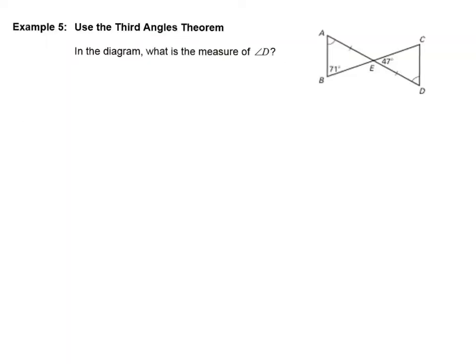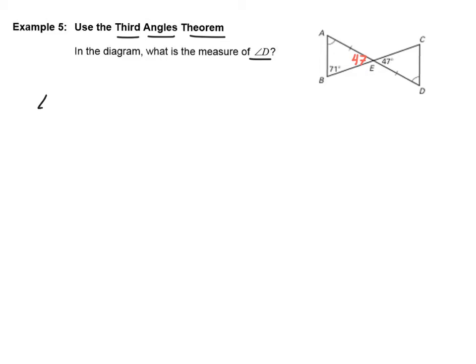So in example 5, I want to try to apply this third angles theorem. I'm looking to solve for the measure of angle D down in the bottom right. So first thing I notice is we have 71 for B. Angle A and angle D are actually congruent. They each have one arc in them. And then we have this 47 by angle E. So the first thing I want to do is apply my vertical angles. So if I have 47 on this angle on the right, that means that this angle on the left is also going to be 47 because they're vertical angles.